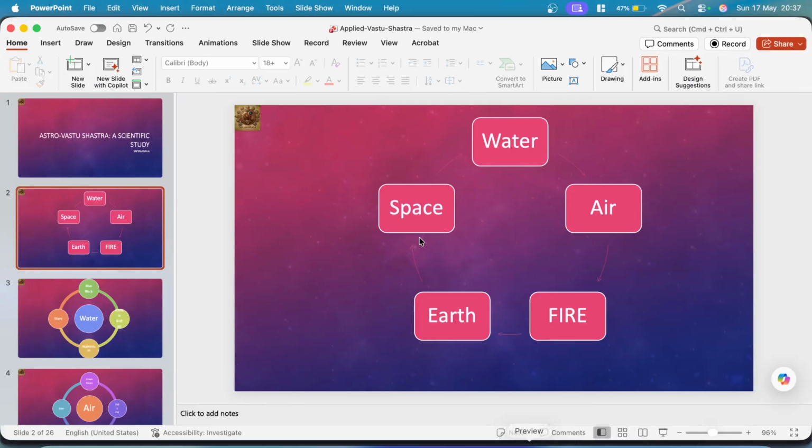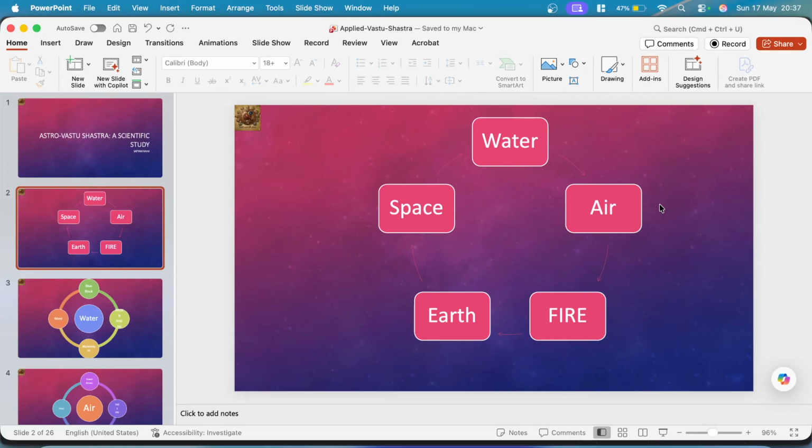Before you understand Vastu, you need to know the various characteristics and vibrations of these five elements. So let us deep dive into it. I'll just switch off my webcam. The five elements form a cycle. What do we actually mean by cycle? Water element gives rise to air, air gives rise to fire, fire gives rise to earth, earth gives rise to space, and again from space we get the water.